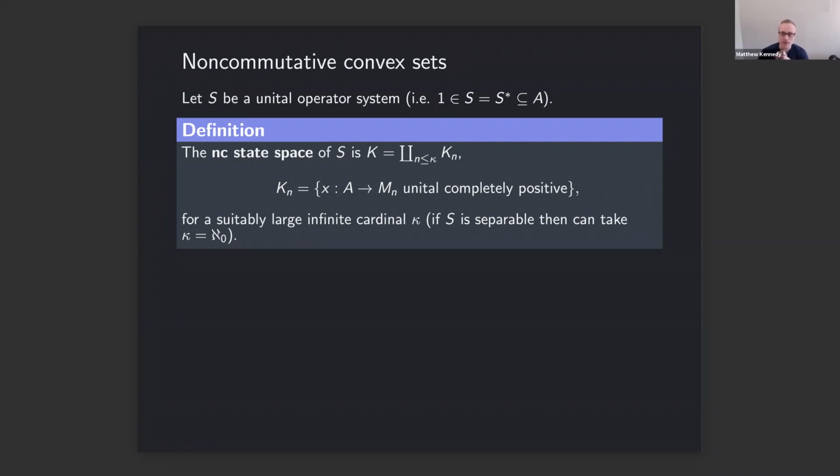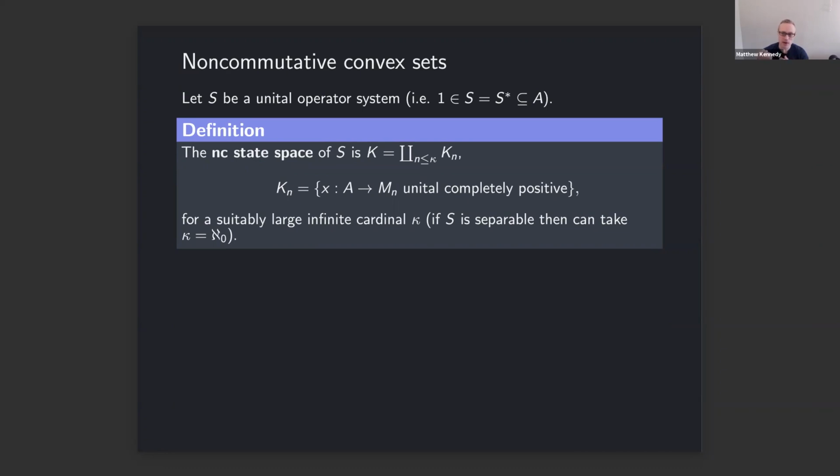So if we think of the state space of a C-star algebra or an operator system as a set of maps from the operator system into the complex numbers that are unital and positive, well, we know that they're also completely positive. So for n greater than or equal to 1, we consider instead the set of unital completely positive maps from the operator system into the n by n matrices. And here we're allowing n to actually be an infinite cardinal. Not only allowing, we're requiring that we take n to be a suitable infinite cardinal.